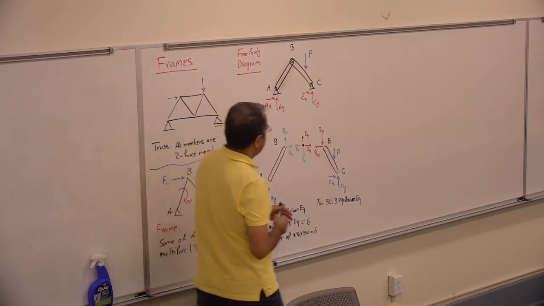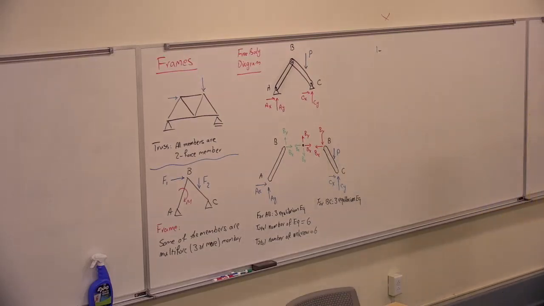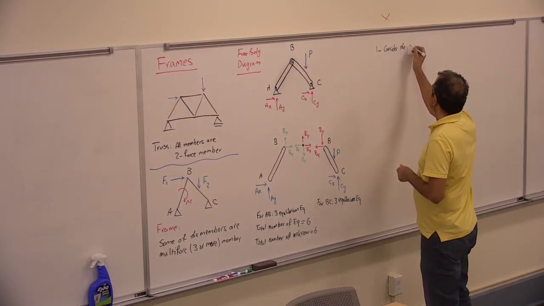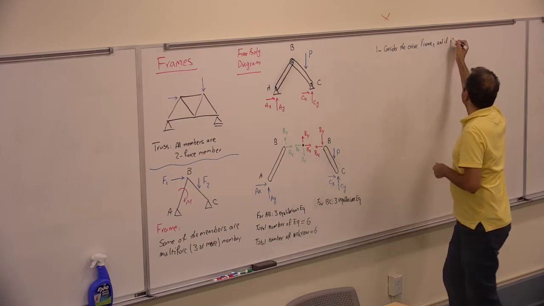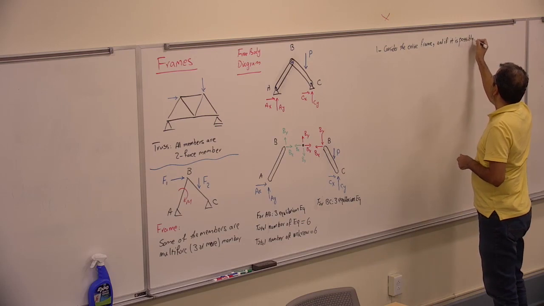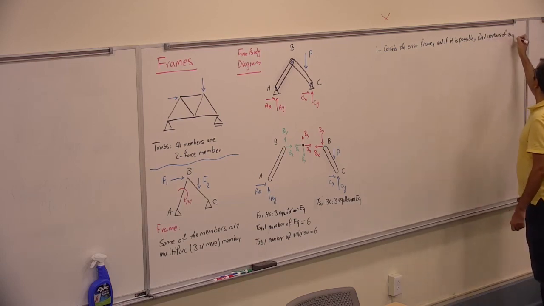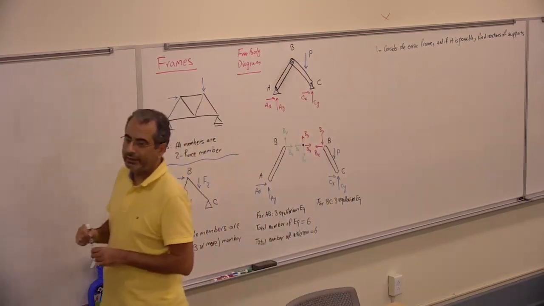So the procedure to solve it: the first step, unlike the other ones, is sometimes doable, sometimes not doable. Remember, the first step in every problem that we had so far was to go ahead and find the reactions of the supports. Correct? For the frame, sometimes you can, sometimes you cannot. So consider the entire frame, and if it is possible, find the reactions of supports. As I said, it's not possible all the time. For that simple example we had, it's not possible to find it.